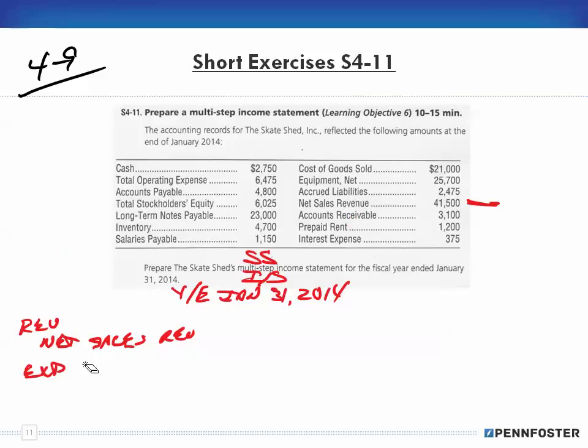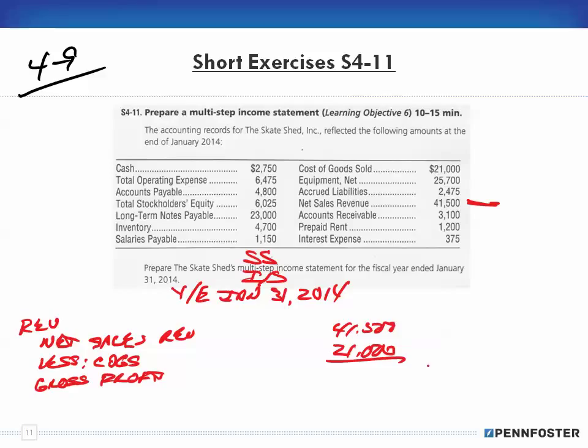And then of course, after we have our net sales revenue, we have less our cost of goods sold. So net sales revenue is 41,500 less our cost of goods sold of 21,000, and that would give us a gross profit. And that gross profit is a mathematical calculation.